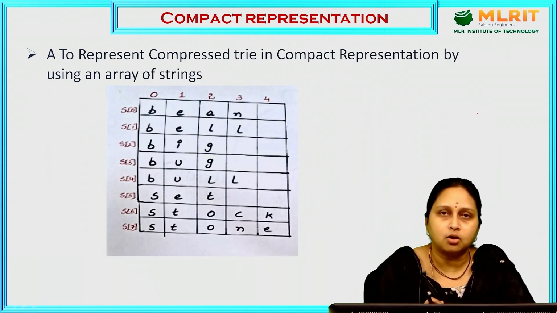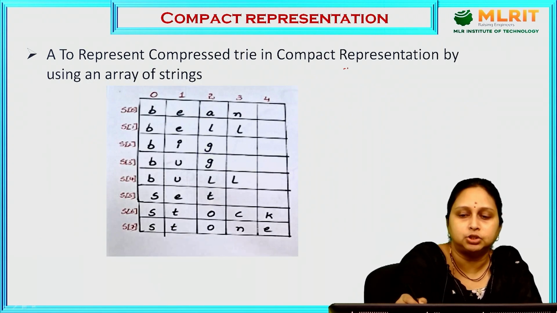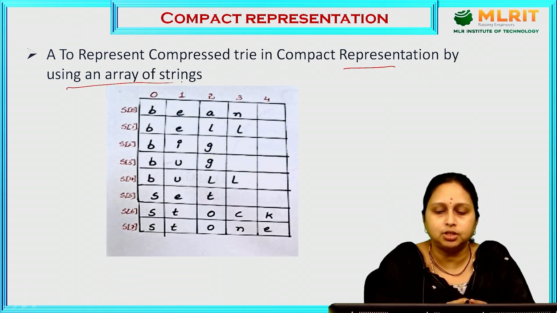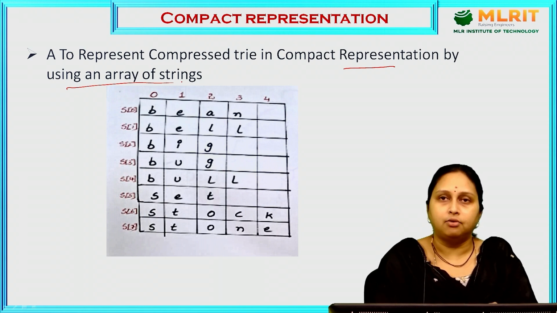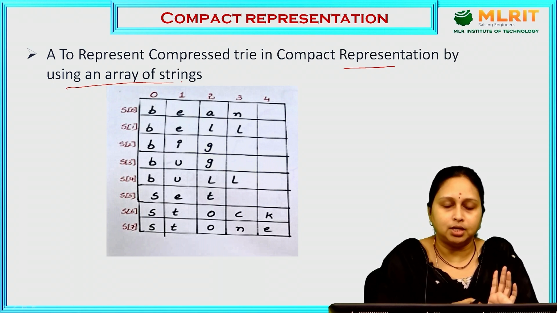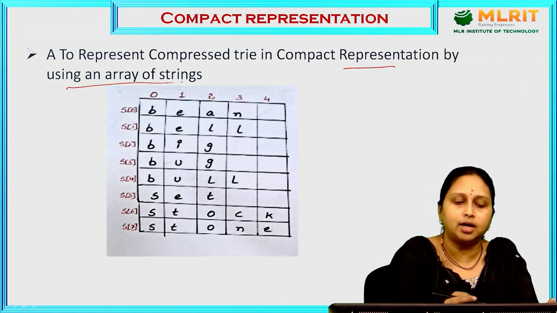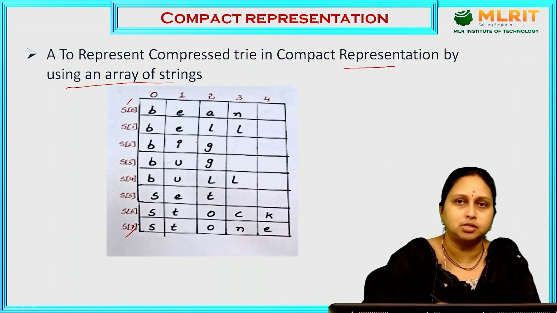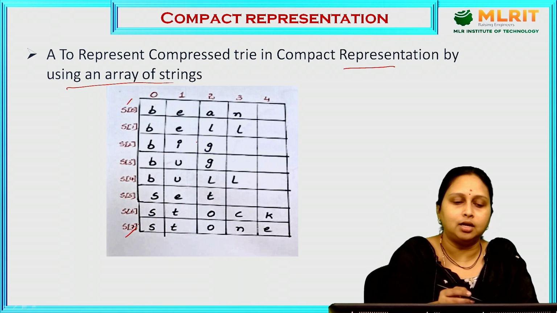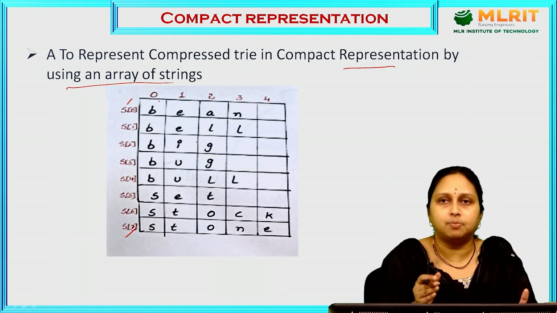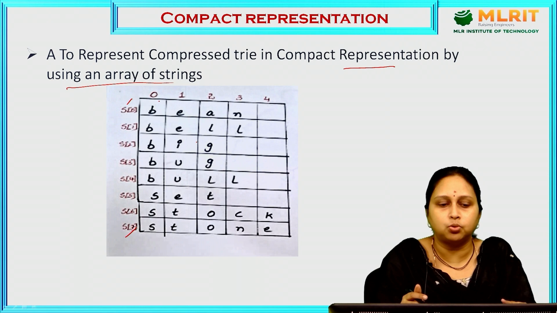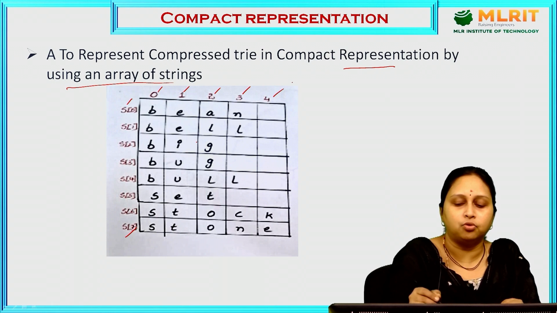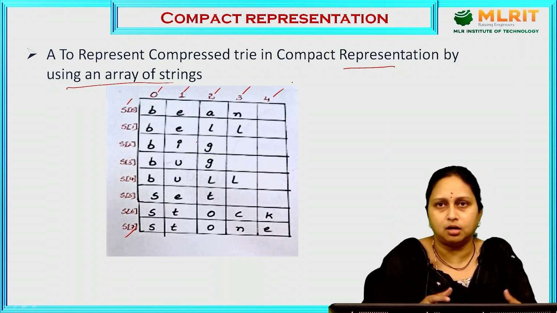Now, to represent the compressed trie in a compact representation, we use an array of strings, like a two-dimensional array representation. How many strings do we have? Give them indexing. We have 7 strings, right? 0, 1, 2, 3, 4, 5, 6. And the indexes start representing character by character. Each character will be stored in one memory location, so we are going to give numbering for it: 0, 1, 2, 3, 4. Based on how many characters are present, we can represent these indexes.